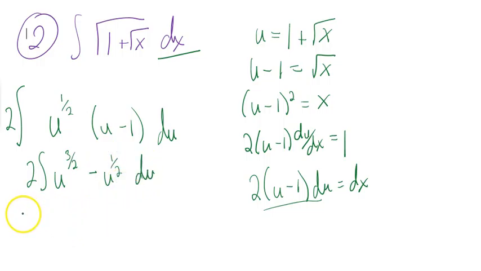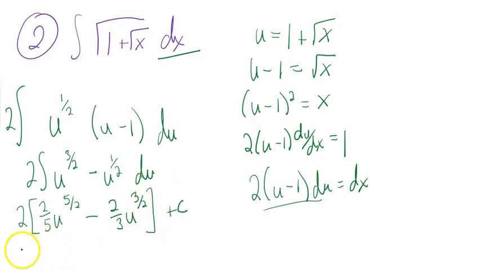Then I'm going to bring my 2 down again. I'm going to take my antiderivative by the power rule. So I'm going to add 1 to the power, making it 5/2. Dividing by that in front makes it flip and multiply to 2/5. And then the same thing here. Add 1 to the 1/2, it becomes 3/2. Then when I divide by it in front, I have to flip it and multiply, which makes it 2/3.